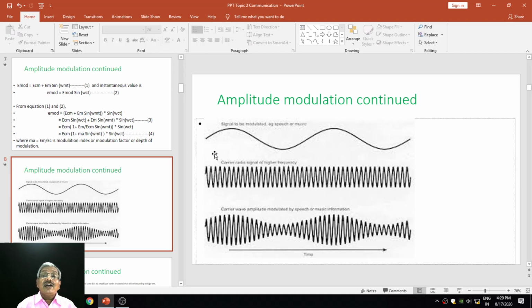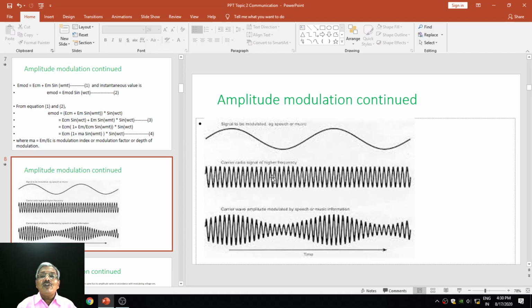Means as the amplitude of the modulating signal changes, in the modulated wave the amplitude of the carrier wave also changes, which we can locate in the modulated waveform, which is represented by equation 4.